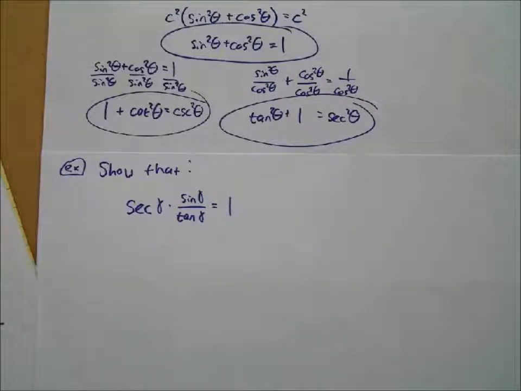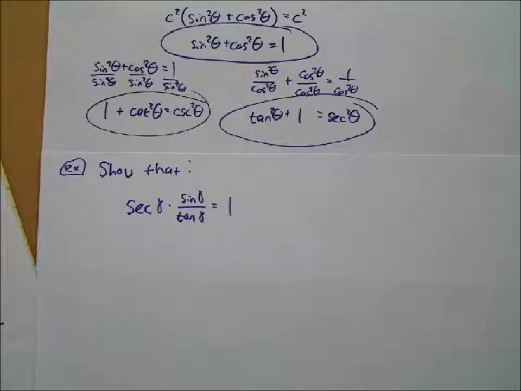What might be a good strategy to employ here to try and simplify this down more than we have already? Yeah. Maybe take secant and make it 1 over cosine. Okay, because secant can be rewritten as 1 over cosine, and what else can be rewritten here that might be helpful?